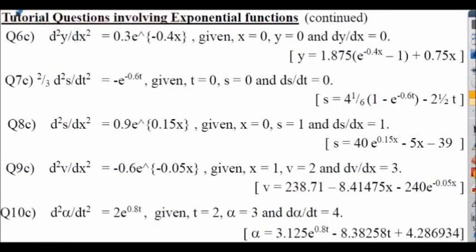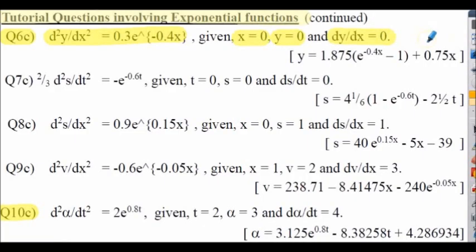And here are some more second order differential equations related to solving problems where the function of x is an exponential. In questions 6c through to 10c, we have to find the particular solution. So we have a stated differential equation, and we're given parameters, or sometimes called the initial condition, associated with the equation. That will allow us to find the particular solutions.